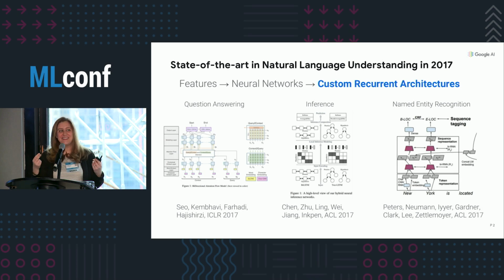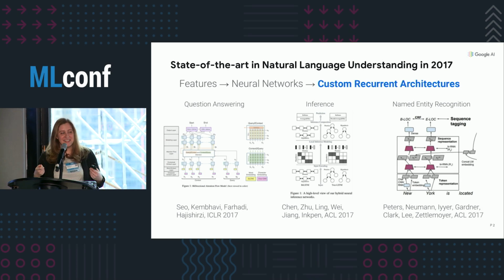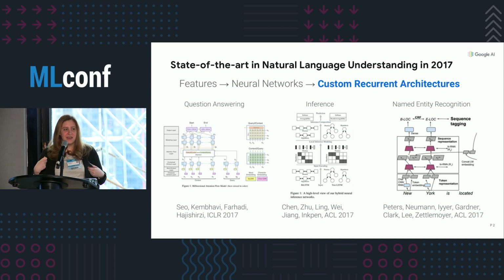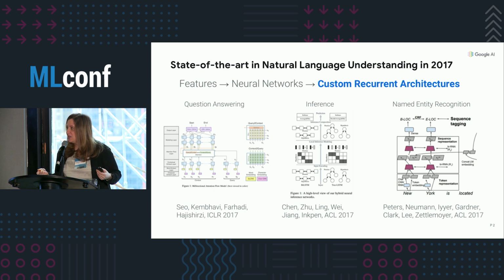So in 2017, the field of natural language processing was advancing quite rapidly. We'd moved on from having to do feature engineering for all of our models. Neural networks were becoming standard. But then the way we were making progress in our field was by doing neural network architecture engineering.